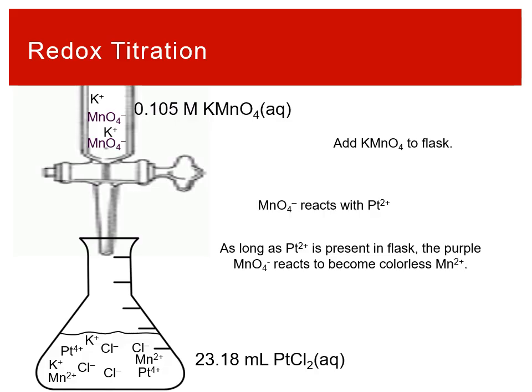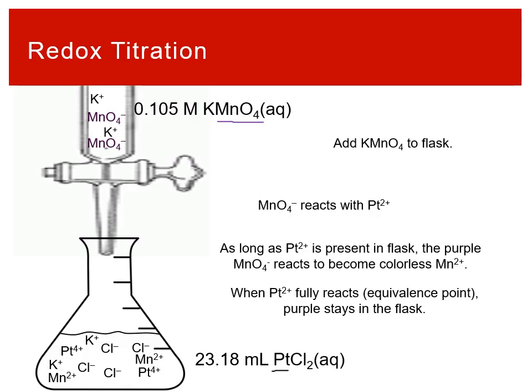So basically the idea is you started with platinum 2+, right? And you're adding in this purple MnO4-. As long as there is platinum 2+ in the flask, it'll basically cancel out the purple. You're adding in purple, but it reacts and becomes colorless. Once the platinum 2+ is fully reacted, if you add more MnO4-, if you add more purple, the flask is going to stay purple. And that's how you know you're done.